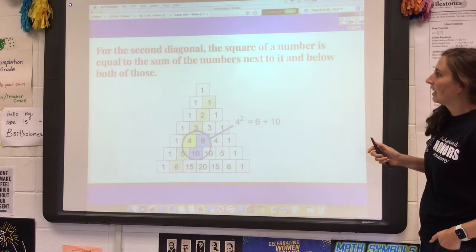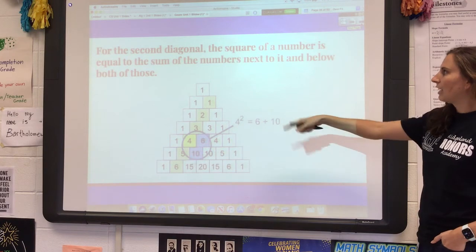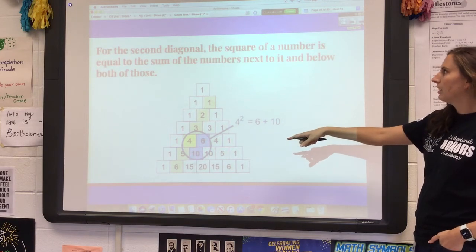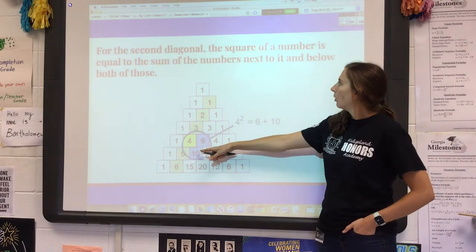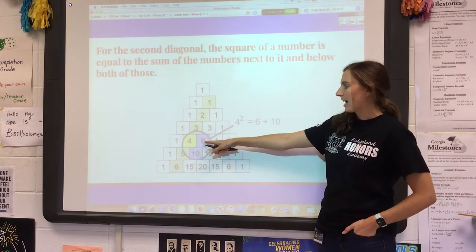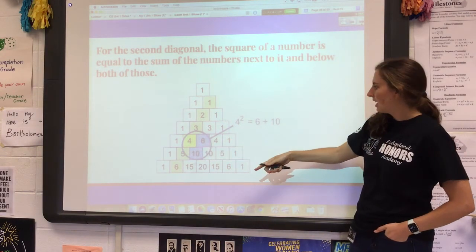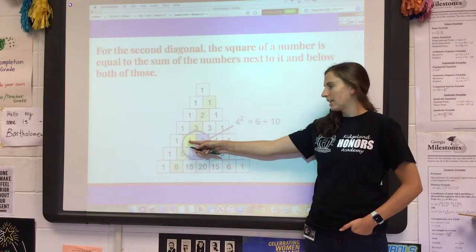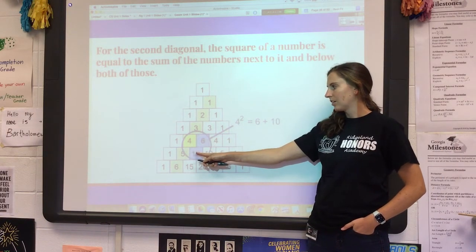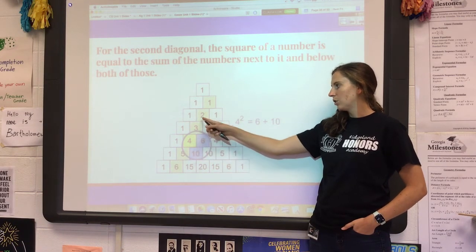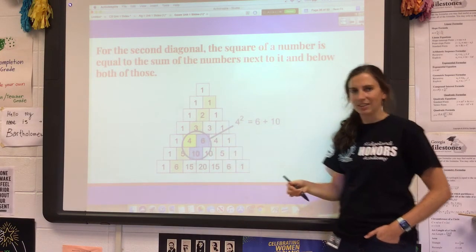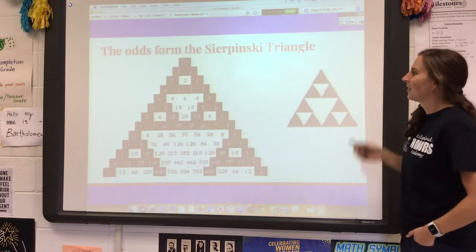And if you take, in the second diagonal, the square of a number, it's equal to the number below it and next to it. For example, 4 squared is equal to 6 plus 10. 3 squared is equal to 3 plus 6. 2 squared is equal to 1 plus 3. There's just so many patterns, it's so cool.